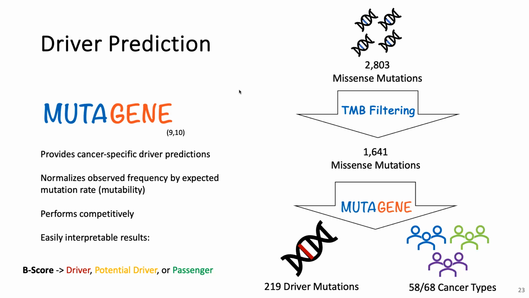And then after our driver prediction, we've managed to find a total of about 219 different driver mutations spread across 58 out of our 68 different cancer types.